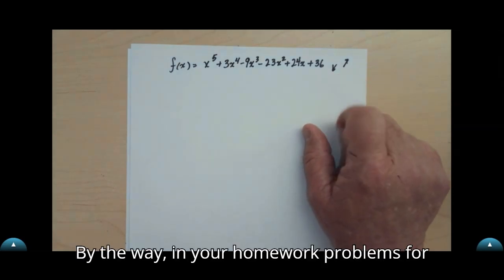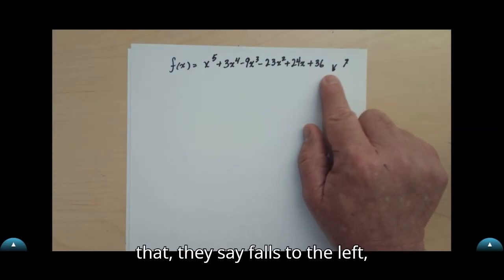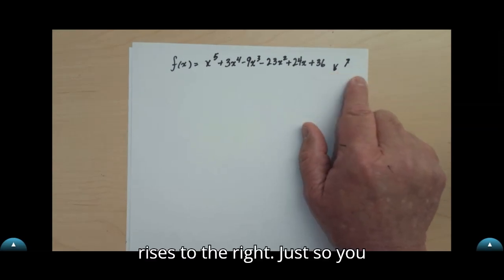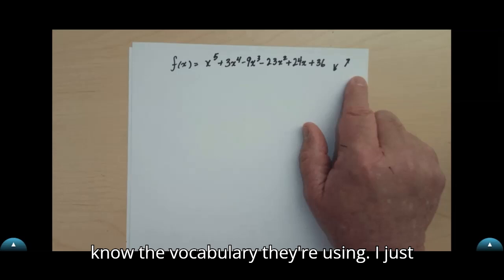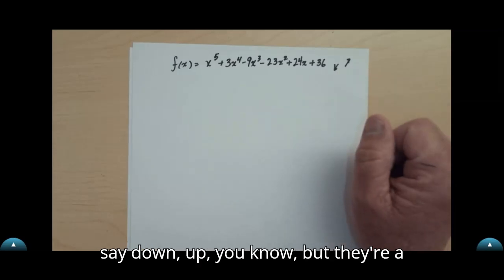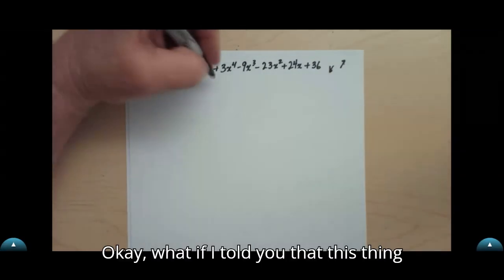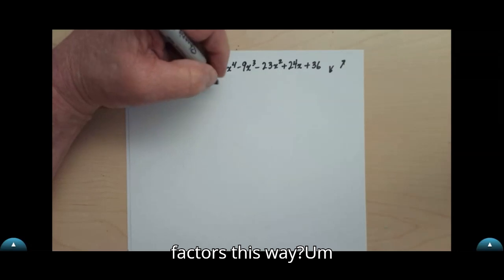By the way, in your homework problems for, I believe it's 3.2, when they describe that, they say falls to the left, rises to the right, just so you know the vocabulary they're using. I just say down, up, but they're a little more formal, I guess. Okay, what if I told you that this thing factors this way?